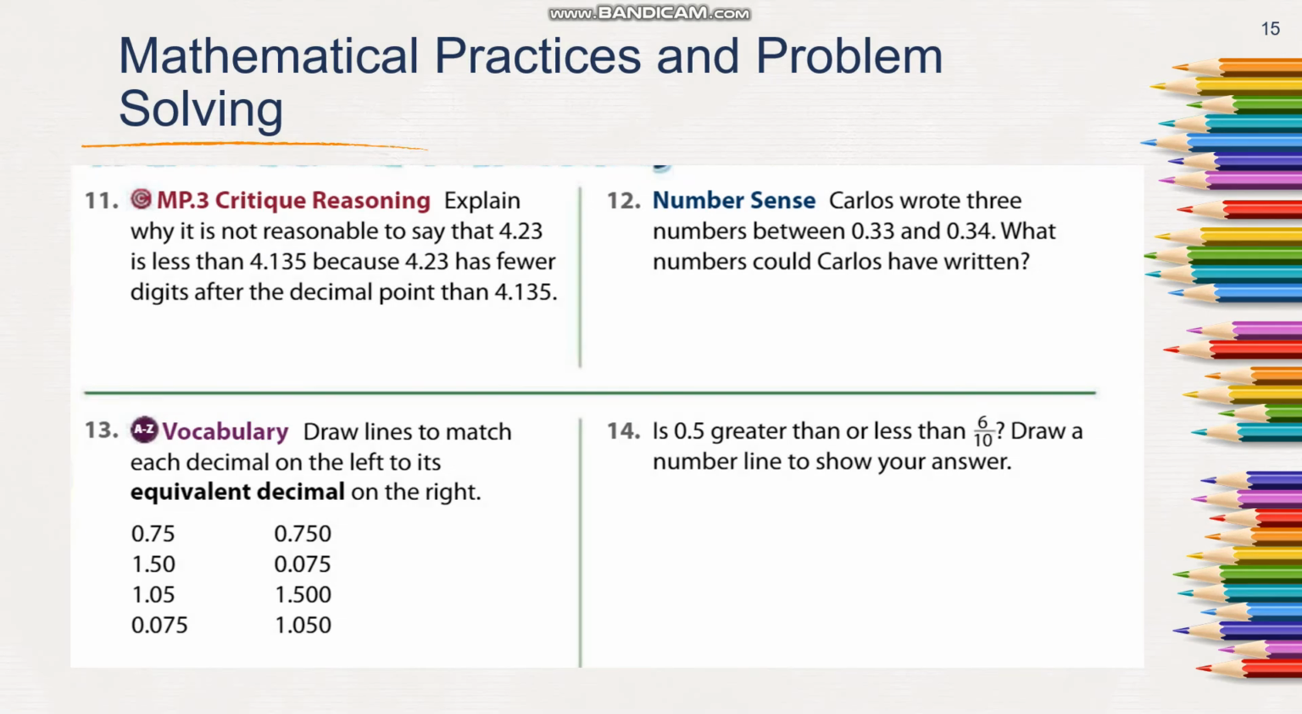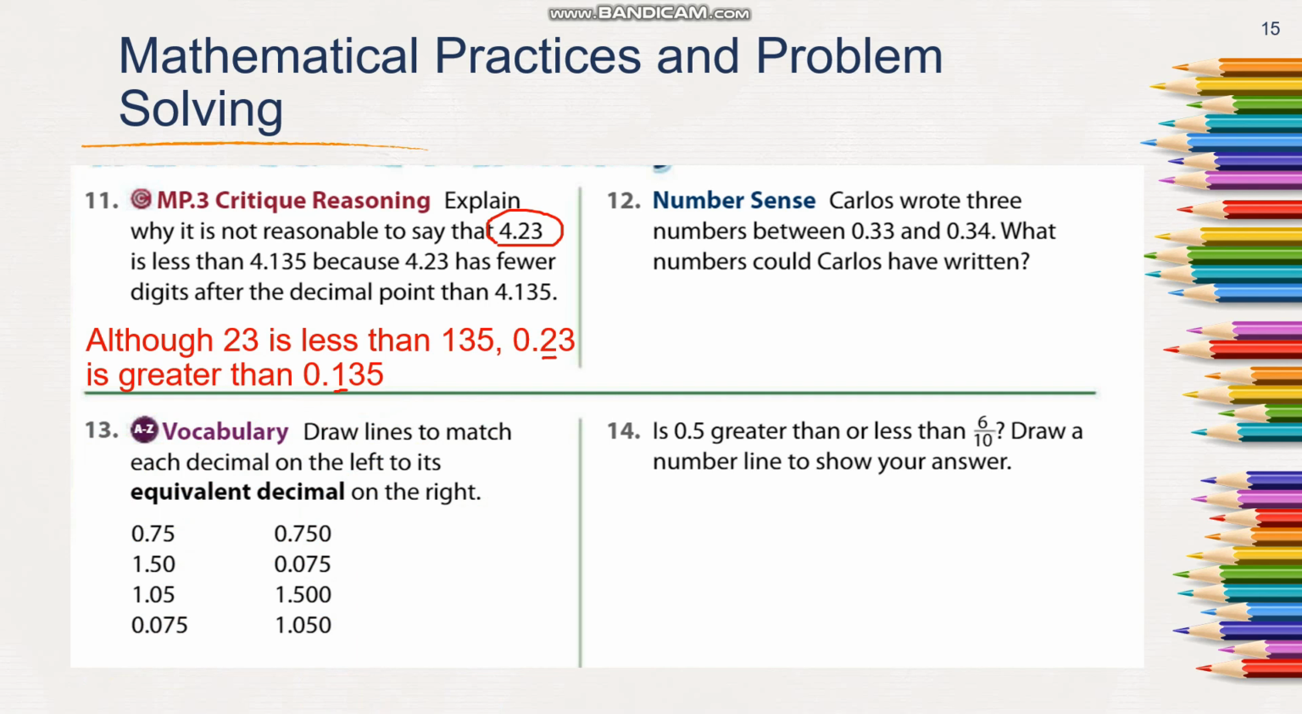Let's analyze the mathematical practices and problem solving. Number 11 rather. Explain why it is not reasonable to say that 4 and 23 hundredths is less than 4 and 135 thousandths, because 4 and 23 hundredths has fewer digits after the decimal point than 4 and 135 thousandths. The answer is, although 23 is less than 135, 23 hundredths is greater than 135 thousandths. Why? Because if you compare the tenths place, the tenths place here is 2 and the tenths place here is 1. Therefore, 2 is bigger than 1. So, 4.23 or 4 and 23 hundredths is greater than 4 and 135 thousandths.